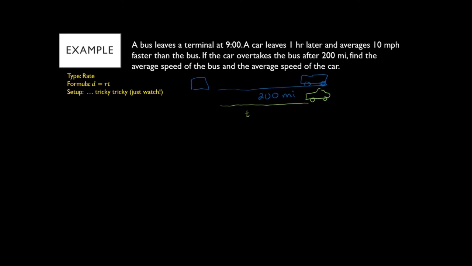if I have the time, let's say the bus, we don't know the speed of the bus or the time of the bus, so we can just call it R and then T for the bus. R for the speed of the bus, T for the time that the bus took to travel that 200 miles. So the car, the speed was 10 miles per hour faster, so I can add 10 to whatever the bus was. And then if you leave 1 hour later, you've actually spent 1 less hour on the road. So you have T minus 1.